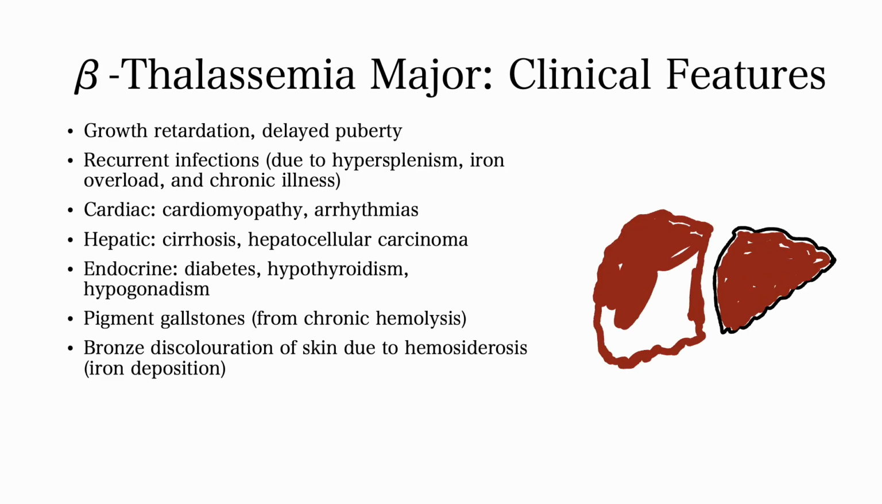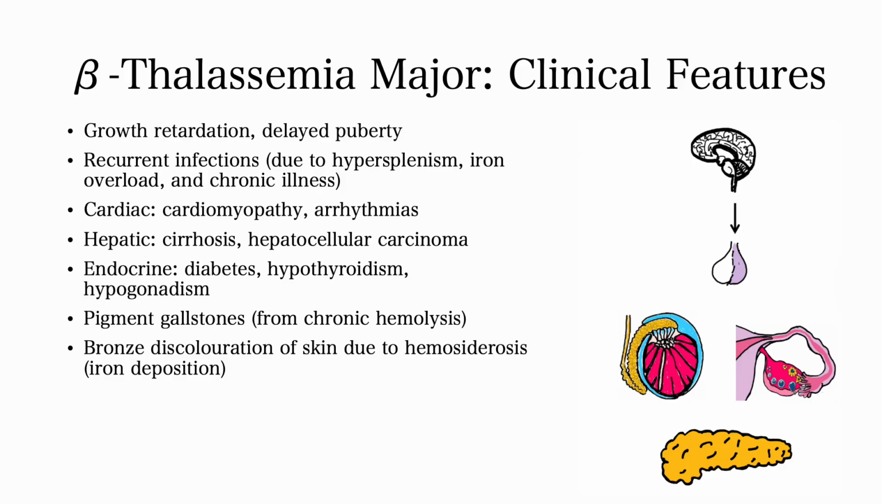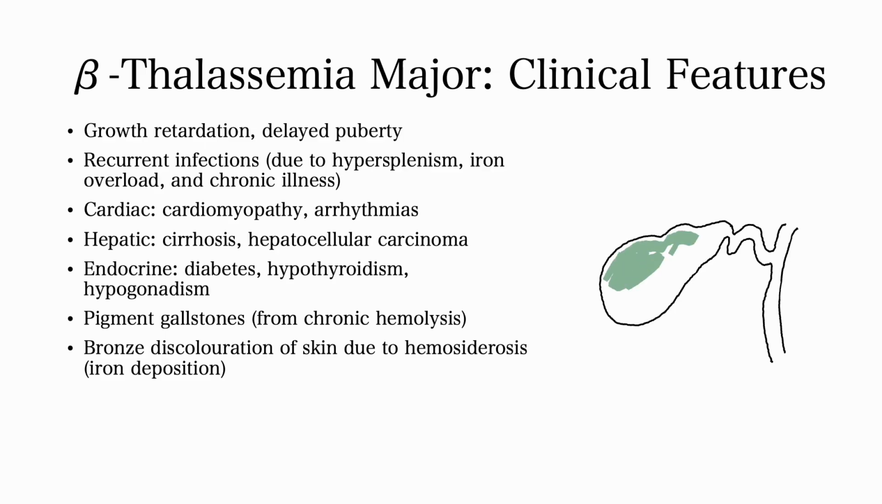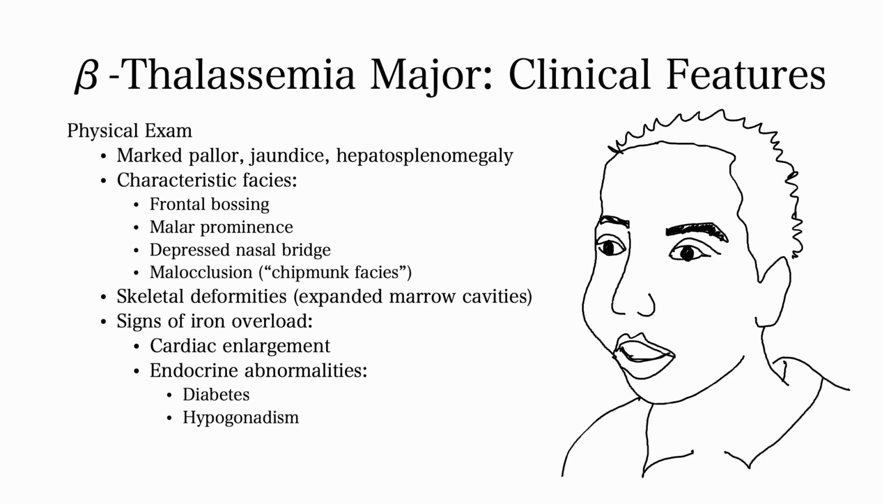In terms of the liver, you might see liver cirrhosis and hepatocellular carcinomas as well. And in terms of the endocrine system, you might see diabetes, hypothyroidism, and hypogonadism. Pigment gallstones leading to biliary colic and cholecystitis can be common as well, and this is from the chronic hemolysis leading to elevated bilirubin.